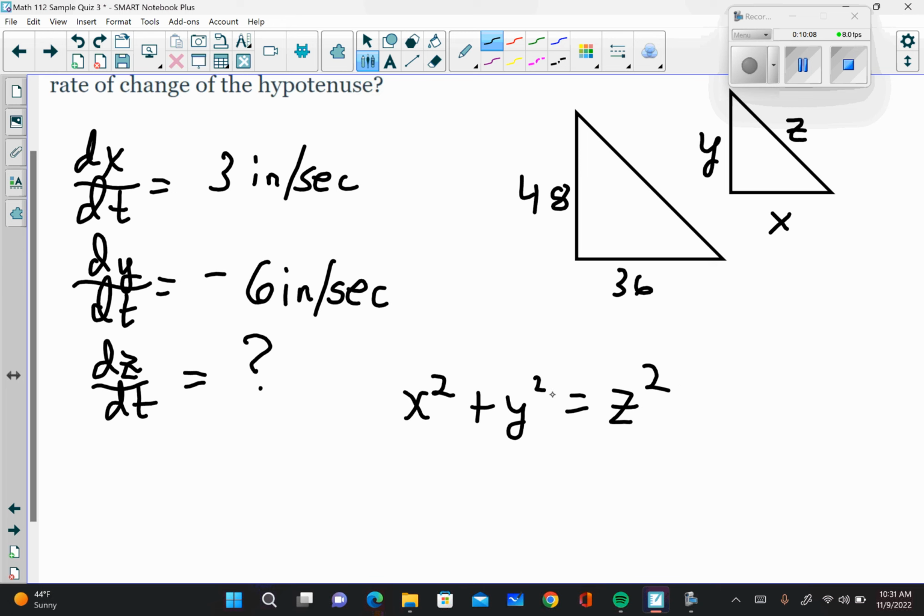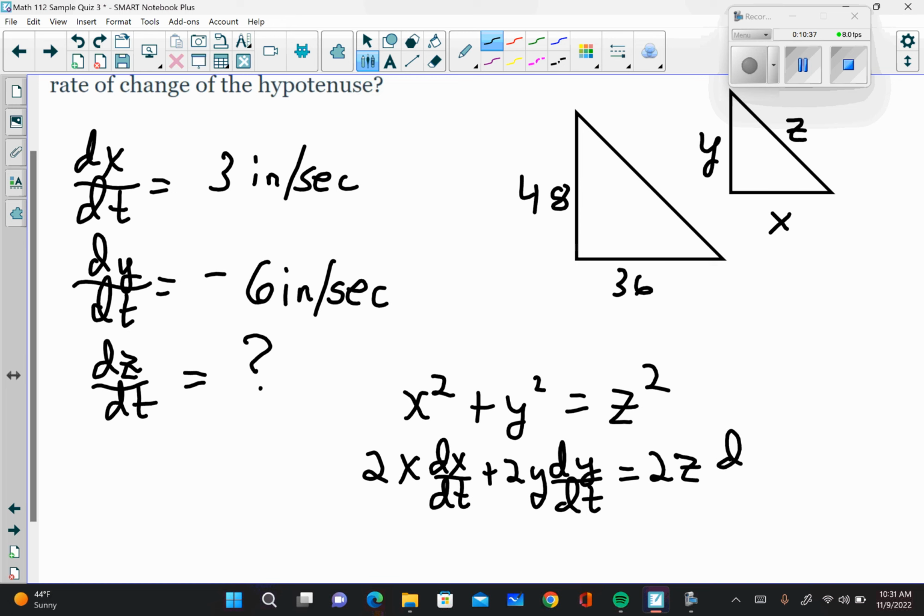And now we're going to differentiate each term. Using each term requires the four bells. The derivative of x squared is 2 times 1 times x to the first power times the derivative of x with respect to t. The derivative of the next term is 2 times 1 times y to the first power times the derivative of y with respect to t. After the equal sign, the derivative of z squared is 2 times 1 times z to the first power times the derivative of z with respect to t.